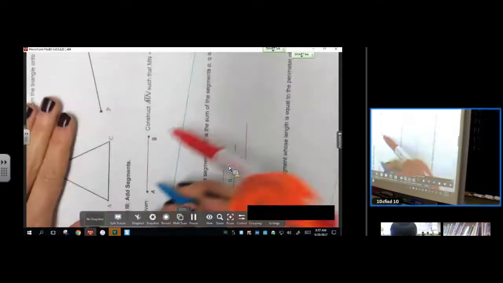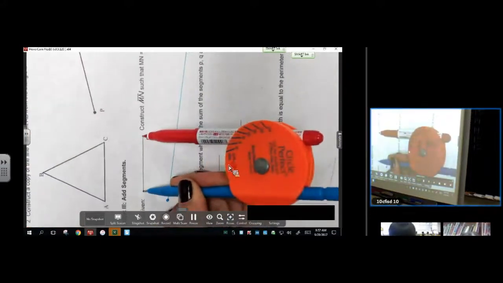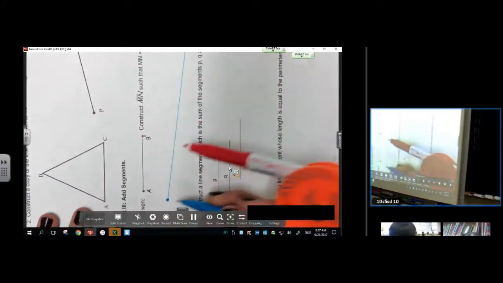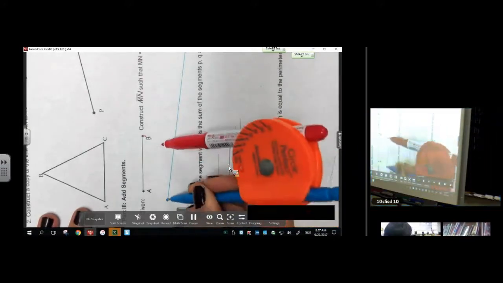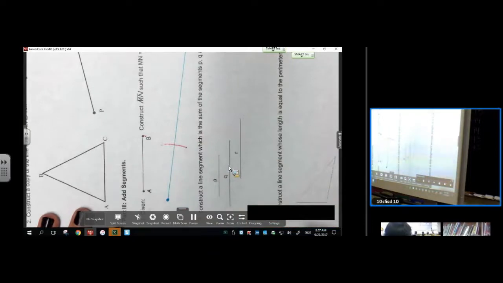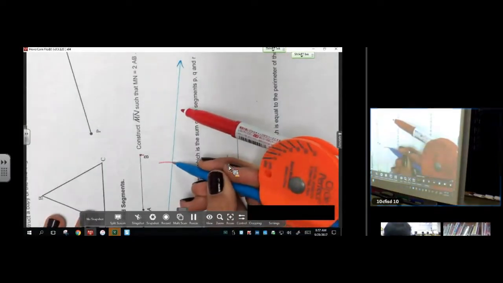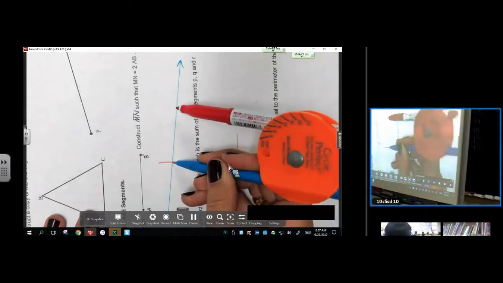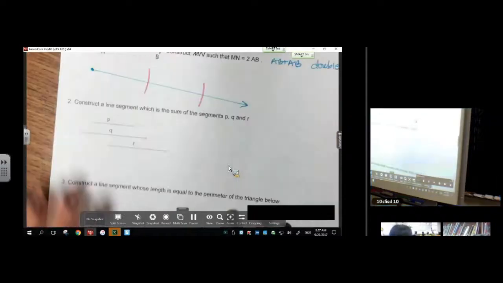So step 1, I'm going to open my pencil and needle to the end points. I'm going to come over to the end point, and I'm going to make an arc. That is not my answer. I'm going to go where the arc intersected the ray. I'm not going to change my compass setting, and I'm going to make one additional arc.